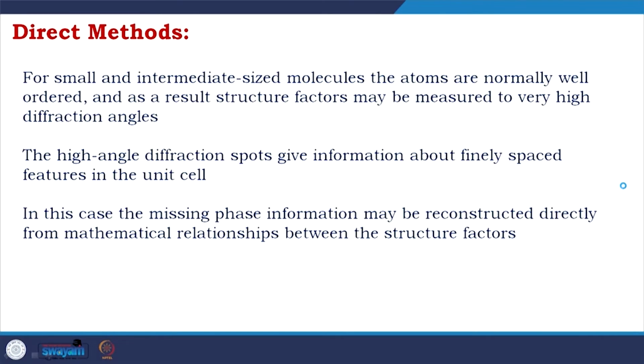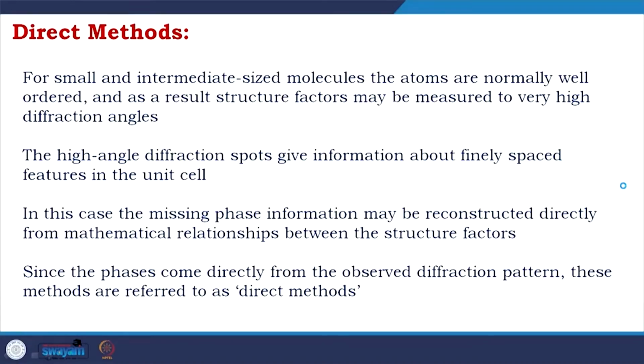Let us think about an NaCl crystal, for example. Here you have only two atoms, sodium and chlorine, and you know their nature and the space group. So you could reconstruct the structure, as they are less complex. Since the phases come directly from the observed diffraction pattern, these methods are referred to as direct methods.